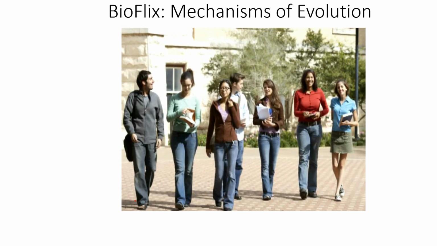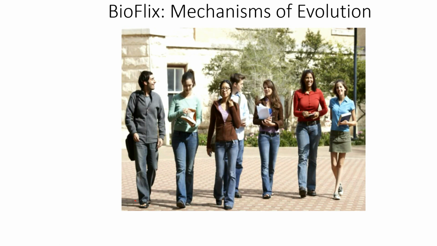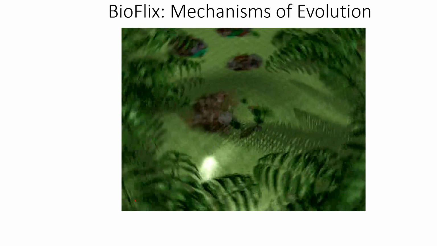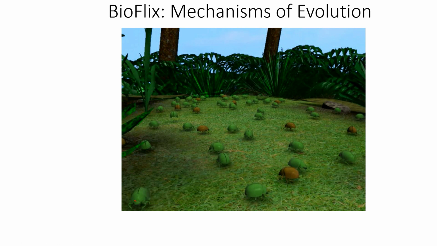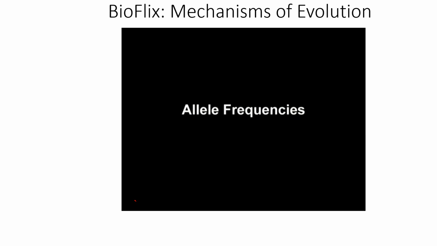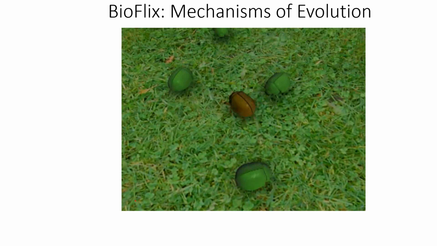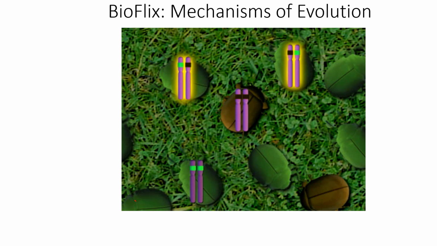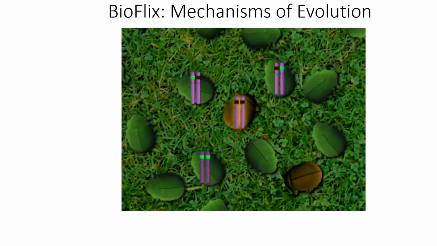Variation is found in human populations and in other populations, such as this population of island beetles. Color in these beetles is determined by different versions of a gene, different alleles. Green is the dominant trait, so green beetles have two green alleles, or a green allele and a brown allele. Brown beetles have two brown alleles.